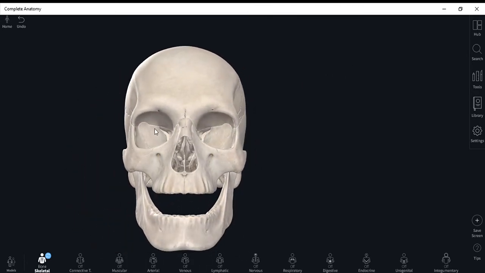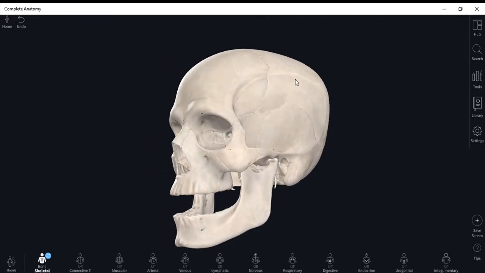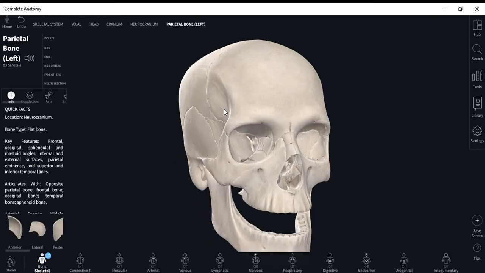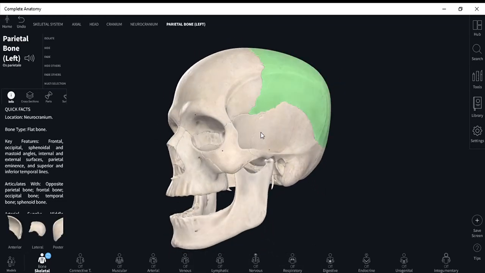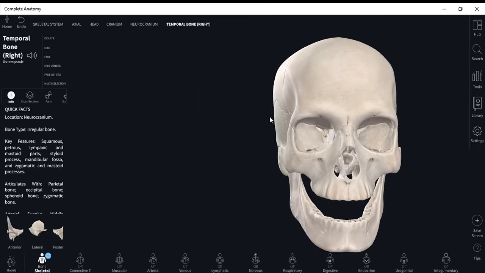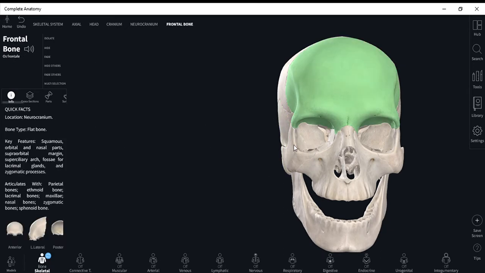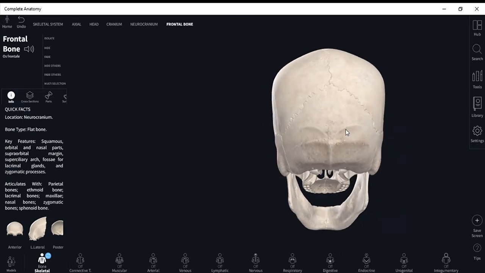Cool. Alright, so we'll start with the calvaria first. So 8 bones make up the calvaria. The 2 paired bones are the parietal bones on either side, and also the 2 temporal bones on either side. The frontal bone is right here at the front, and then the occipital bone.